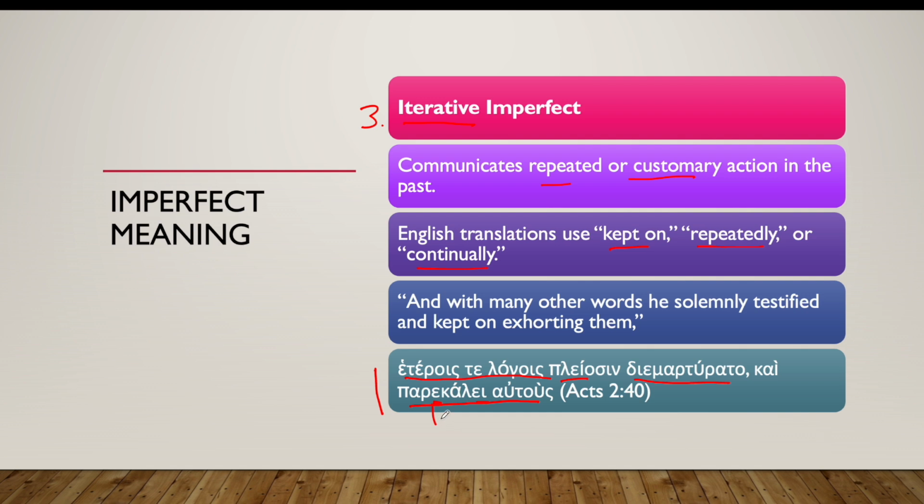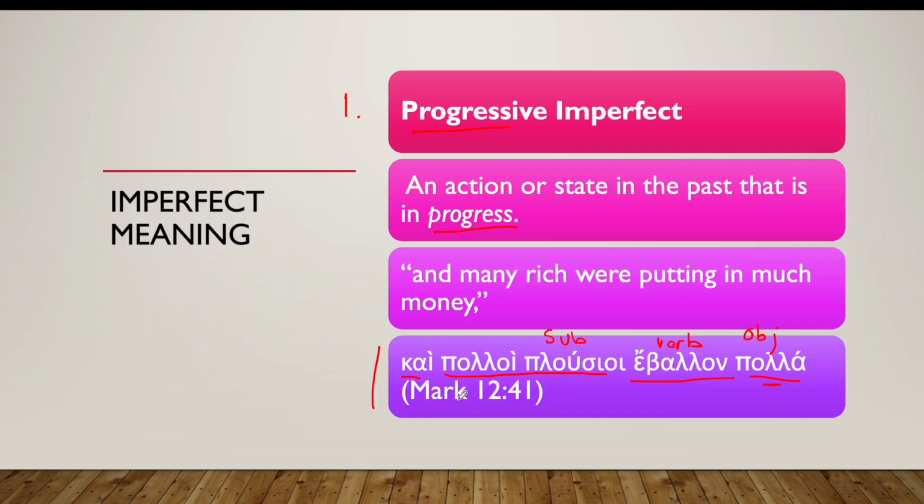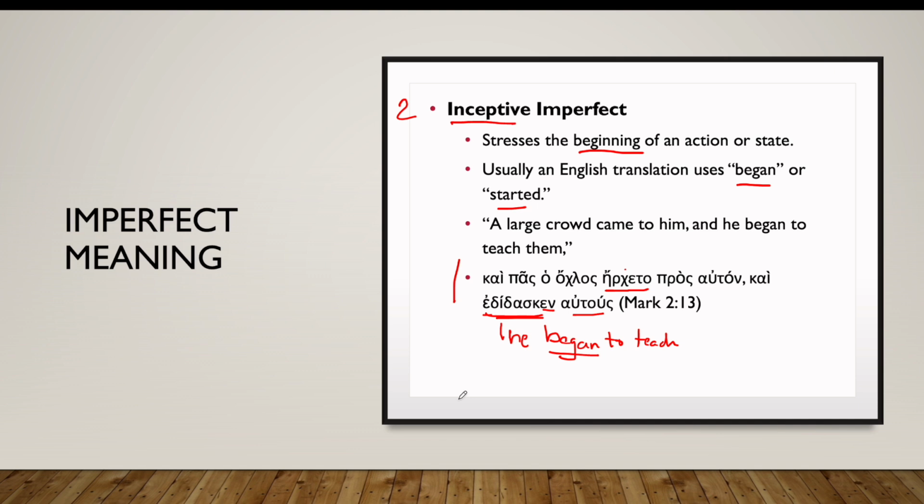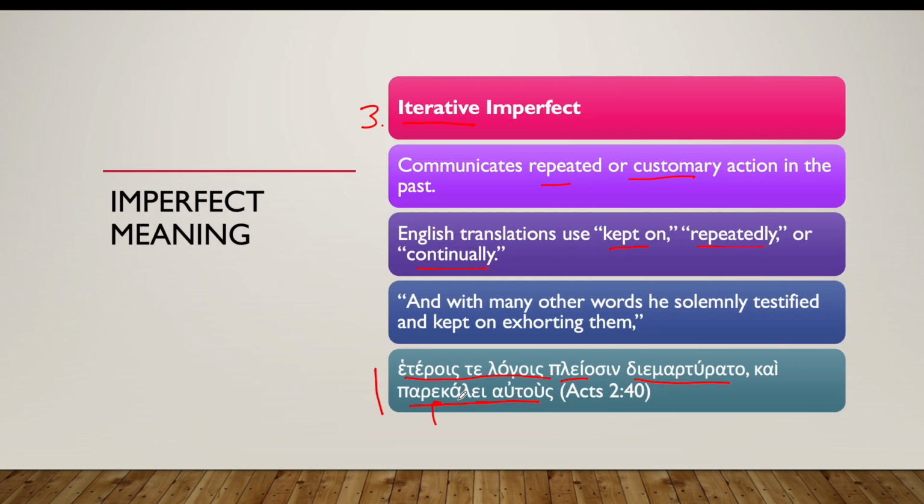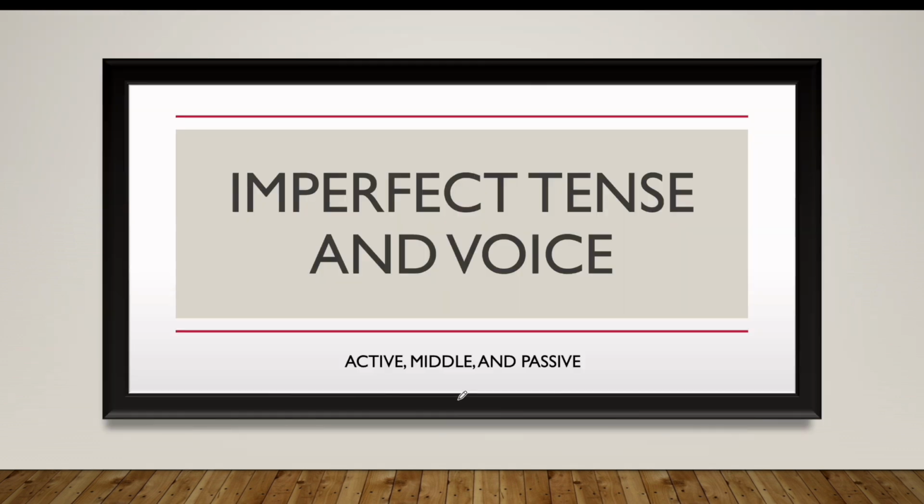So this is talking about how he continually, repeatedly, kept on exhorting the people. So, progressive, inceptive, and iterative: three major nuances of the imperfect tense in the Greek New Testament. I want to talk a bit about the imperfect tense and voice. And if you remember, voice deals with active voice, middle, and passive.